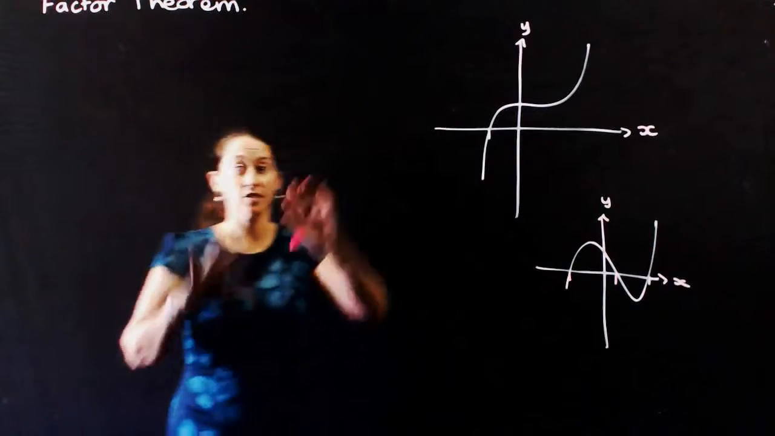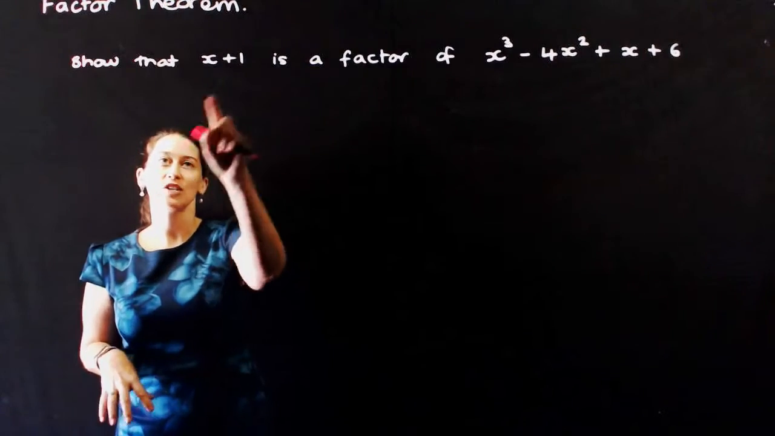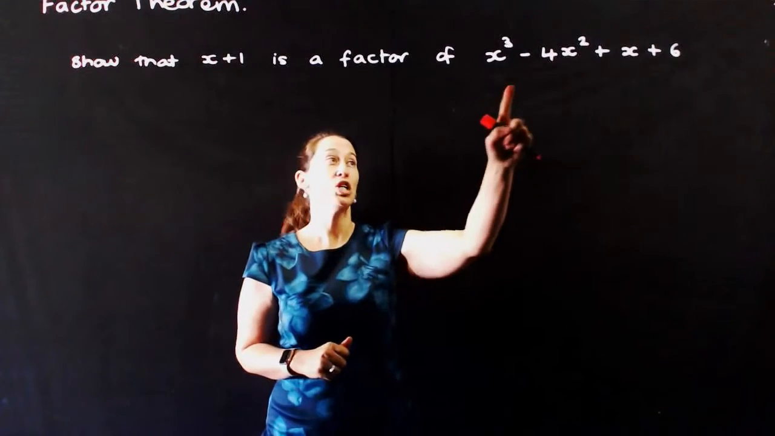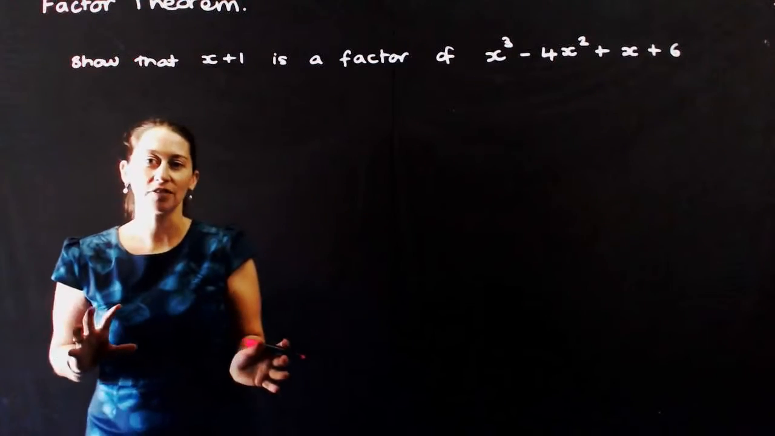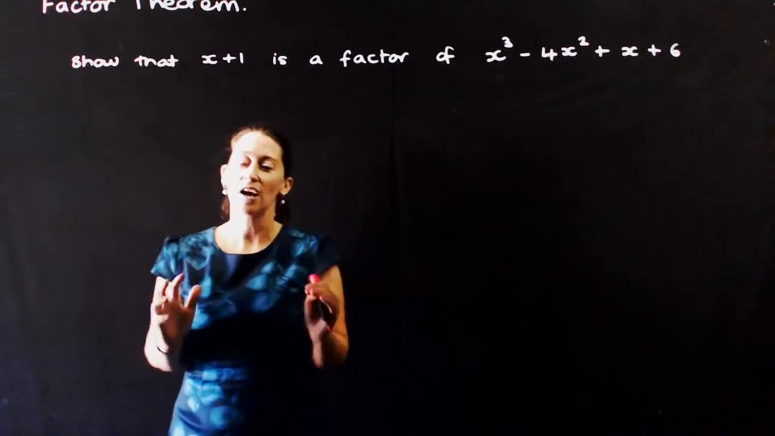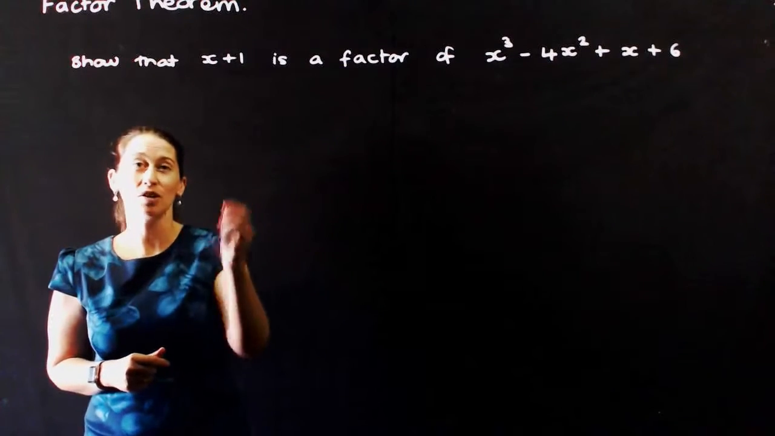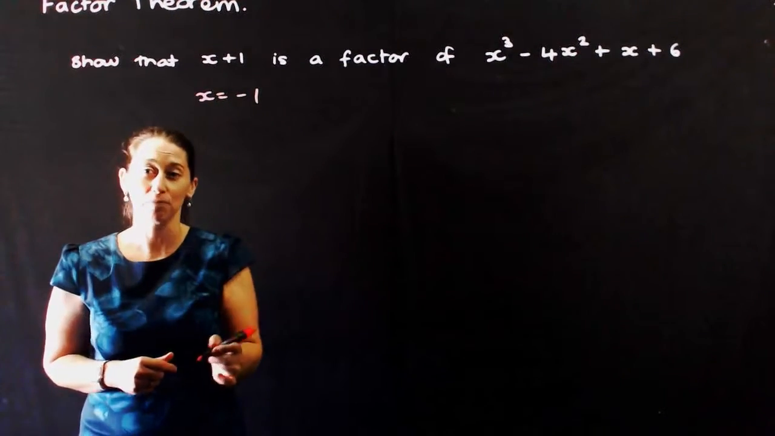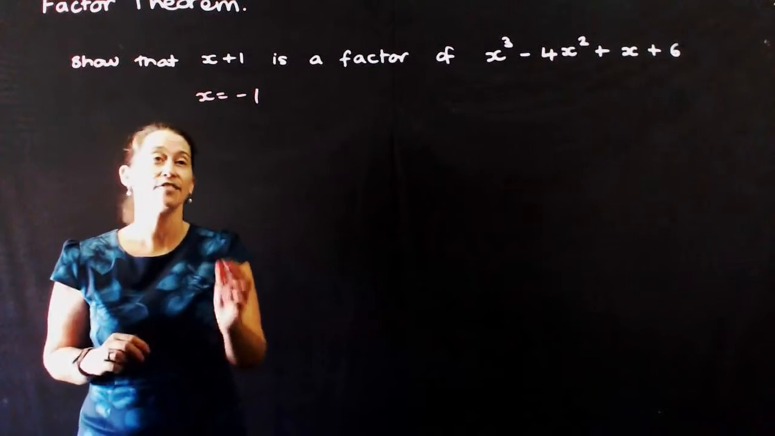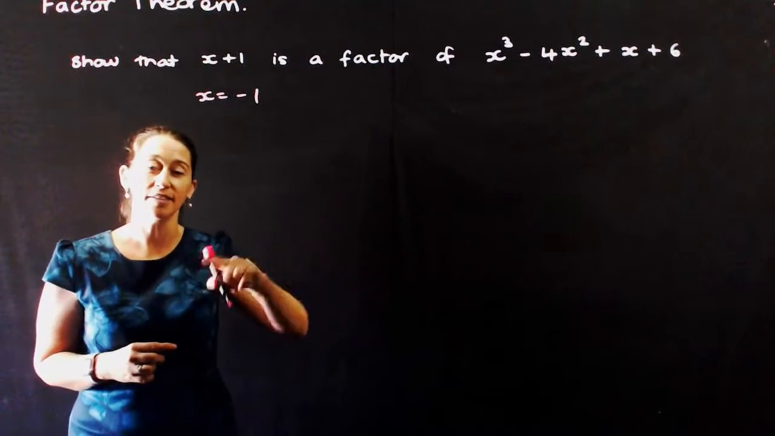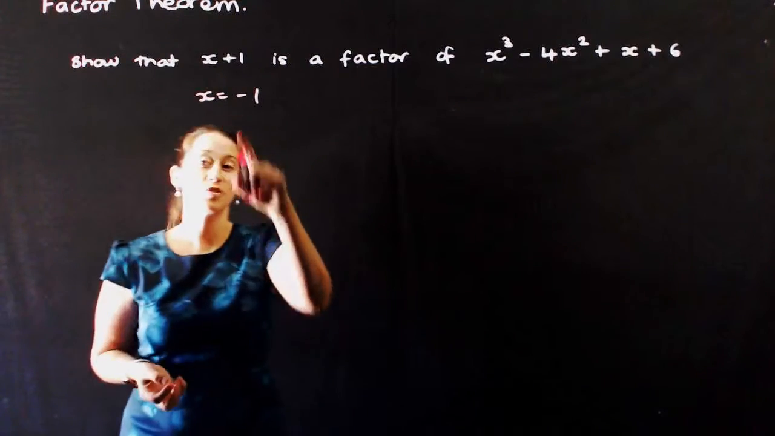So I'm going to just clear the screen and write up an example. The example says show that x plus 1 is a factor of x cubed minus 4x squared plus x plus 6. To do that, let's remind ourselves of the null factor law. Remember, a factor tells us about the x-intercepts. So if this is a factor of this, then the solution using the null factor law is x equals minus 1. So let's substitute that into our polynomial and find out if it's a solution. If it's a solution for the x-intercept, then it should equal 0. The y value should equal 0 when I substitute in a solution.